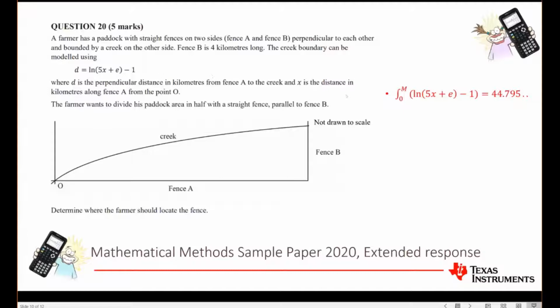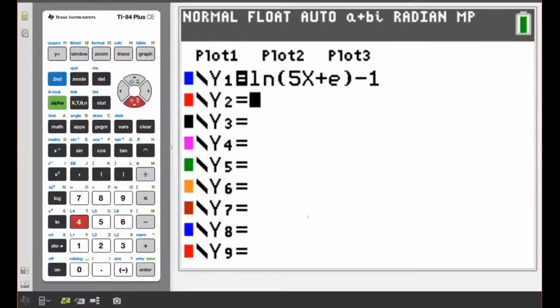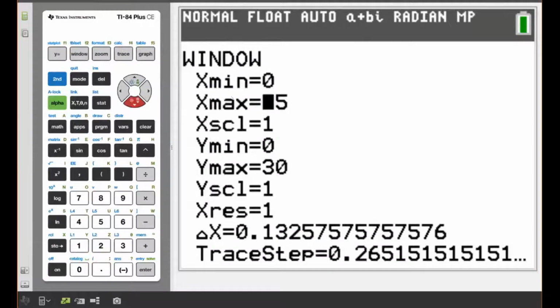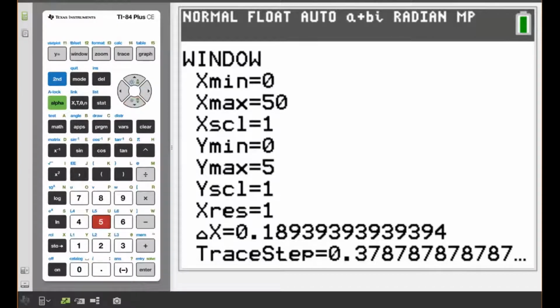So the first thing that I want to find is where is fence B. Fence B is where it's 4 kilometres long, so it's where we've got a y value of 4. So when I head to my window, I'm going to go x max. I'm going to make my x value around about 60 again, or actually we'll go 50. And again, I've done this question before, but I had to play around with it a little bit at the start. So it might take you a while to find exactly what windows you need to use. Don't be scared to play around with it if you need to. And I'm going to make my y max 5, because I want to find where my intersection point at 4 was.